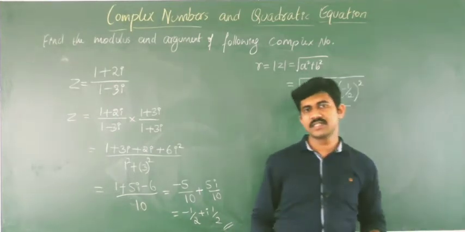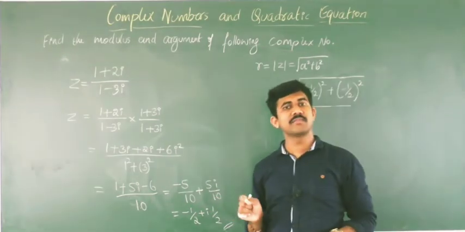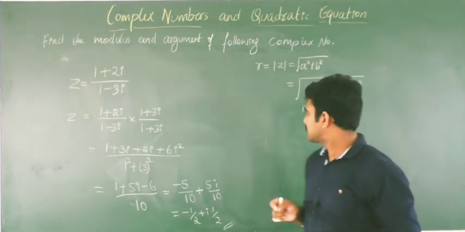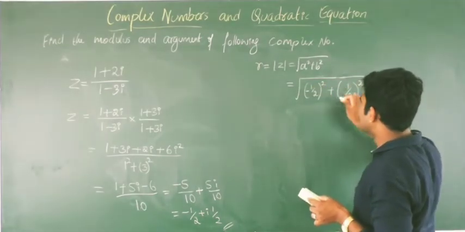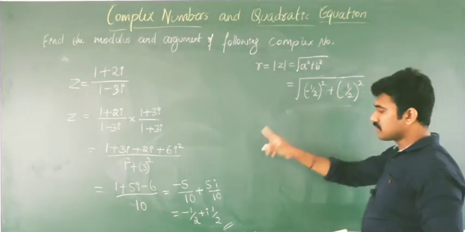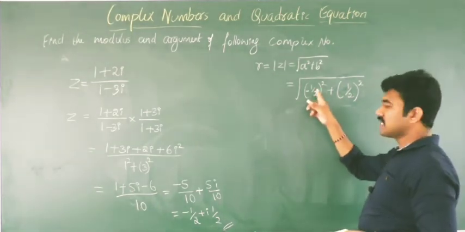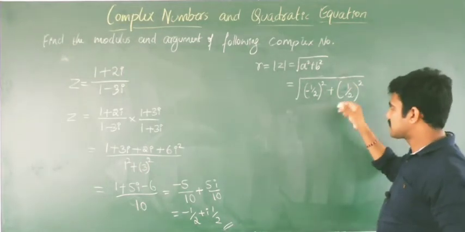Here, the changes is what? A is negative, B is positive. The complex number lies in the second quadrant. So, what is the formula we'll get here to find the modulus? Square root of a square plus b square. But a is nothing but minus half, so minus half square, plus b is nothing but half square.